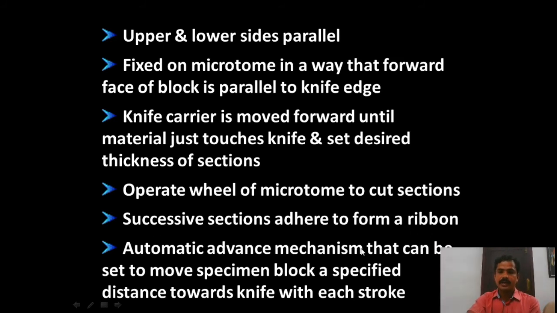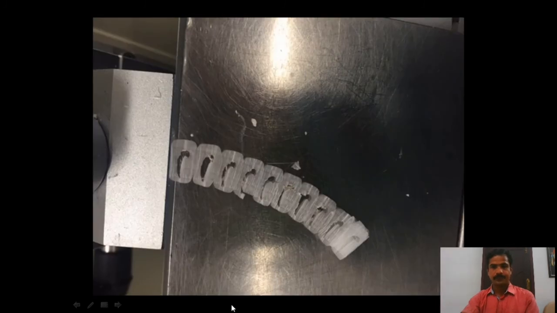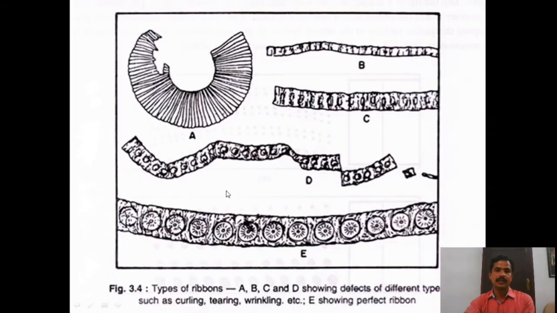There is an automatic advance mechanism that can be set to move the specimen block a specified distance towards the knife with each stroke, by each rotation. So this is a block. This caused a coiling of the ribbon, and this is just because the opposite edges are not parallel, so that results in coiling of the ribbon.